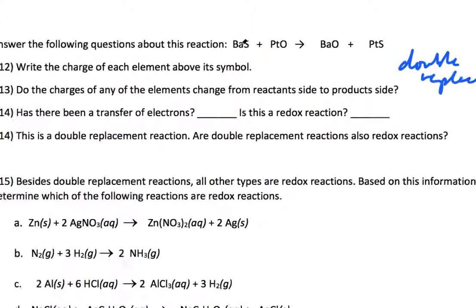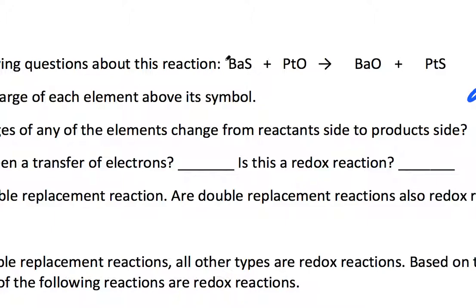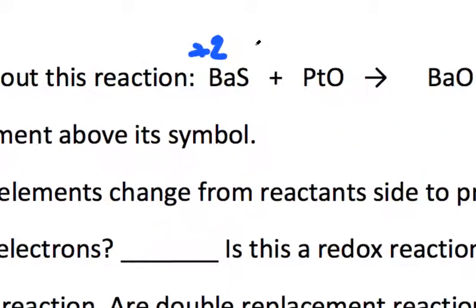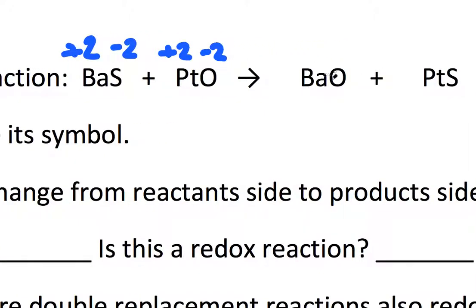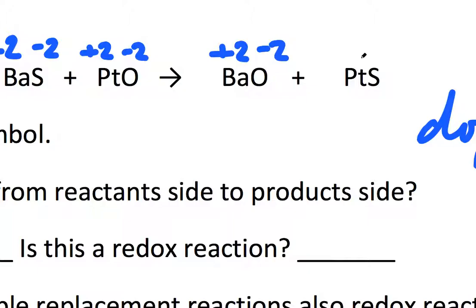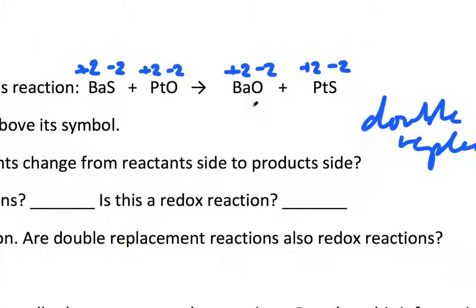Write the charge of each element above its symbol. Okay, so in this compound, Ba is 2+, I can tell because of the periodic table. Sulfur will be -2. Platinum, I don't know, so I need to look at oxygen, which is -2. So platinum must be +2. Barium is +2. Oxygen is -2, just based on their charges in the periodic table. Platinum, we figured out over here it was +2, so that carries over. And sulfur was -2. Actually, we wouldn't know what this was. We'd have to figure this out first and then know that it's +2, because it may have changed, so I shouldn't have done that.